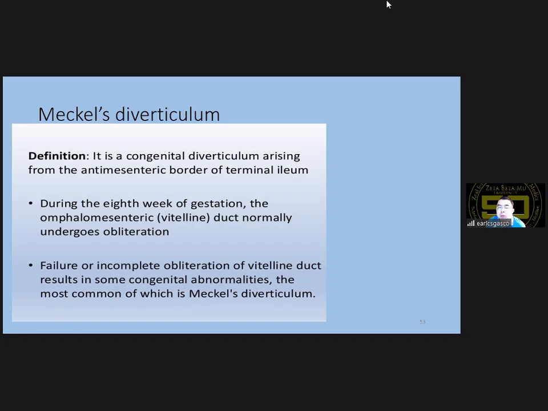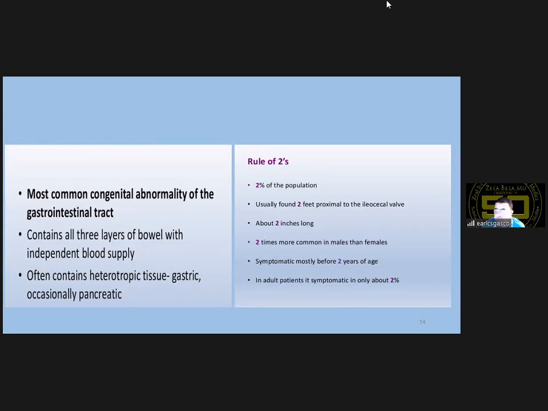However, if there is failure or incomplete obliteration of the vitelline duct, some congenital abnormalities occur. The most common of which is the Meckel's diverticulum. The Meckel's diverticulum actually contains heterotopic tissue, most commonly gastric tissue. So it is a structure within the small intestine, within the ileum, but its lining is composed of gastric lining. So that's very peculiar for this structure. Gastric lining, but a small intestine structure.